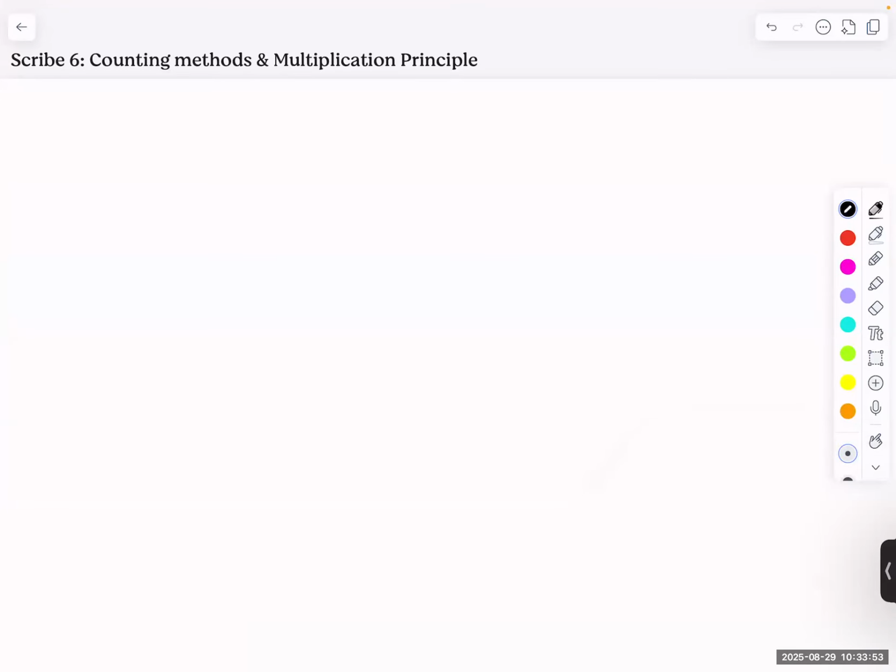All right. In this module, we will start talking about combinatorics, counting methods, and the multiplication principle. So we'll start with a very simple setting. Imagine you have a sample space denoted as S, which has a set of outcomes.